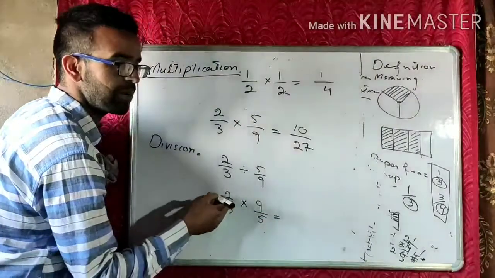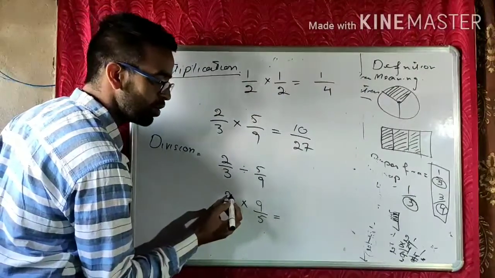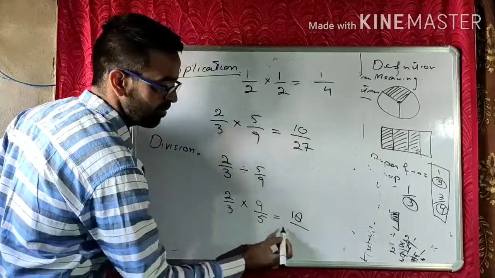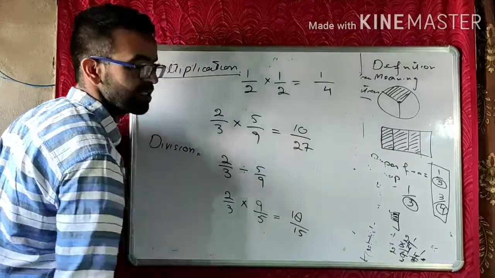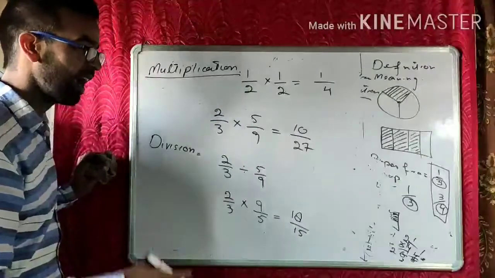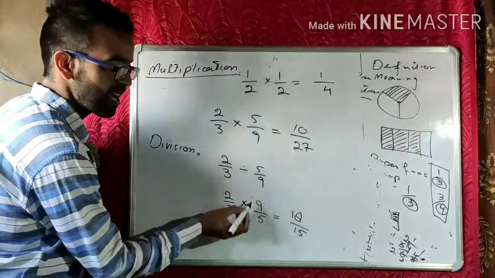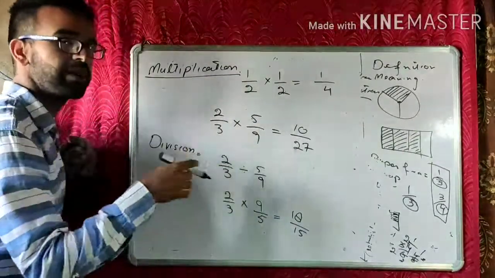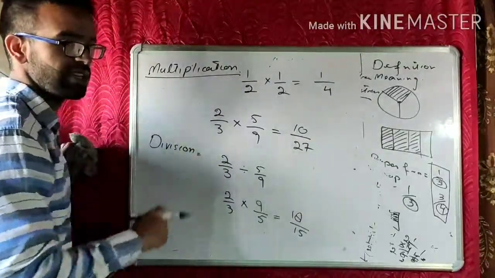What we do in the multiplication method, we multiply numerator by numerator. 2 9s are 18 and 3 5s are 15. This is the answer for the question. And every division is to be changed into multiplication first, then it is multiplied like in the multiplication method.